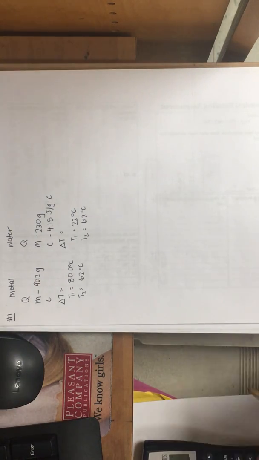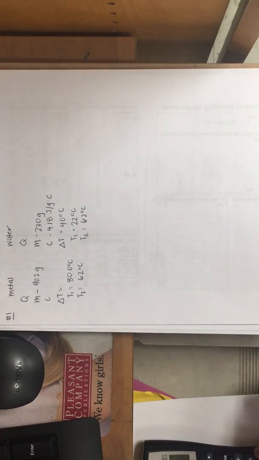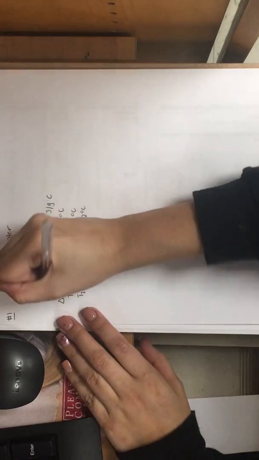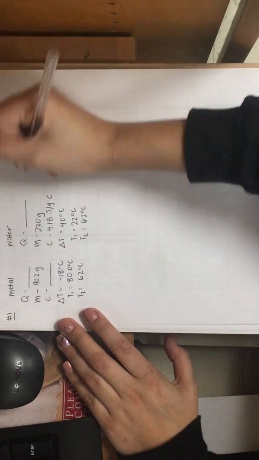62 minus 22, of course, is just 40 degrees Celsius. And for the other one, I do 62 minus 80, which gives me negative 18 degrees Celsius. That's all of the information. I'm going to do letter A first. Of course, we don't have this, we don't have this, and we don't have this.